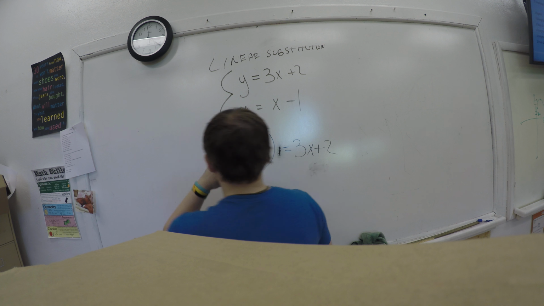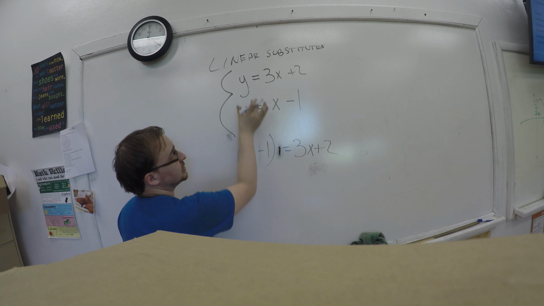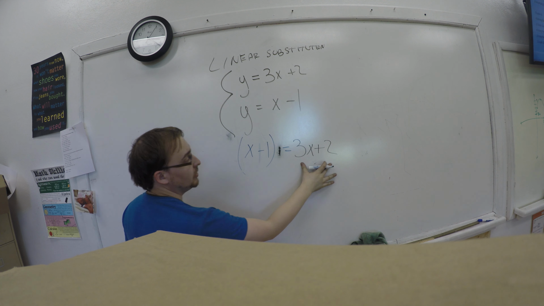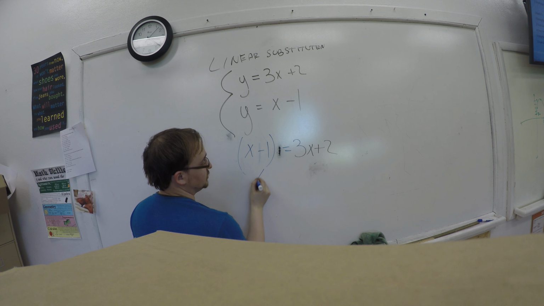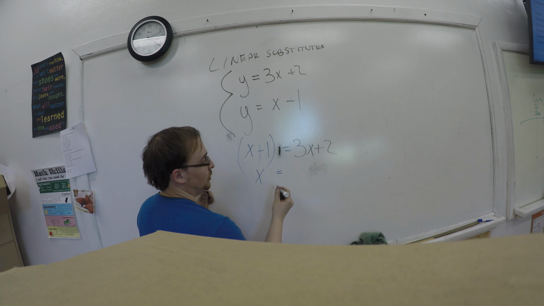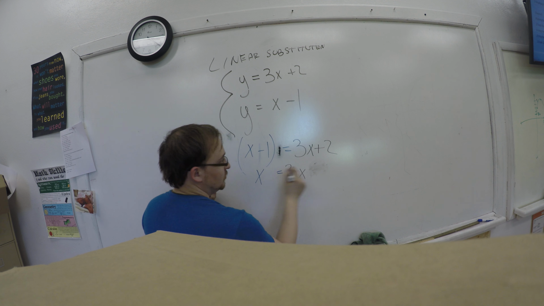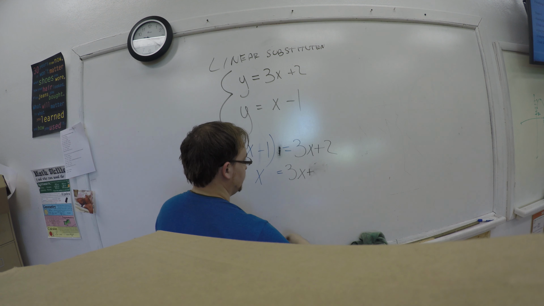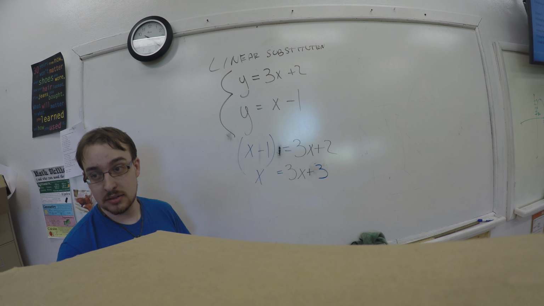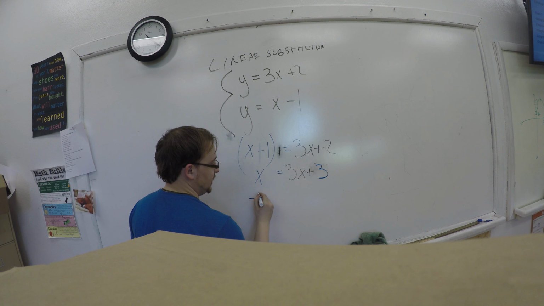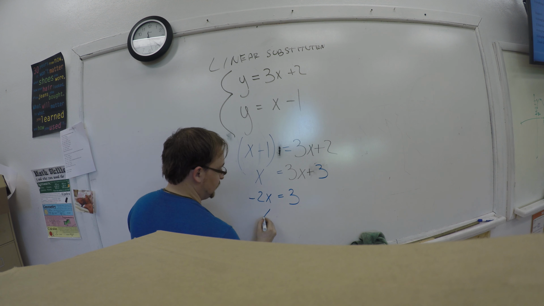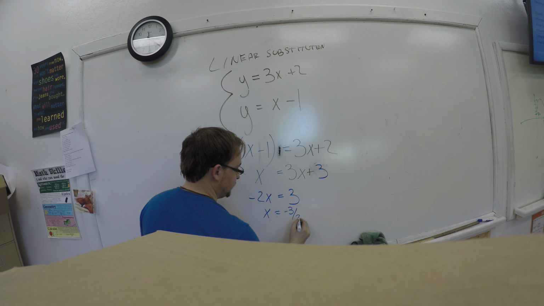Okay? So here we are. We substituted this for that. So it's x minus 1 equals 3x plus 2 now. We need to get x on its own. An easy way is to put x over here, subtract 1. Add 1. I'm sorry, add 1 to both sides. So then we subtract 3x, and we get negative 2x equals 3. And then divide by negative 2, and we're left with x equals negative 3 halves.